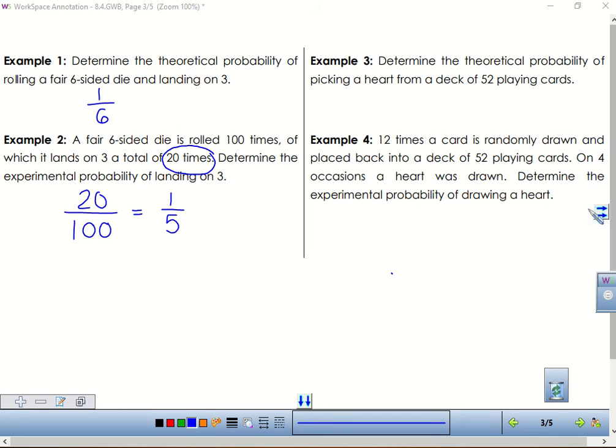Now looking at number 3, determine the theoretical probability of picking a heart from a deck of 52 cards. How many hearts are there in the deck? 13. There's 13 of each suit. Yeah, 13 times 4 is 52. So this reduces to 1/4. So a heart makes up 1/4 of the deck.